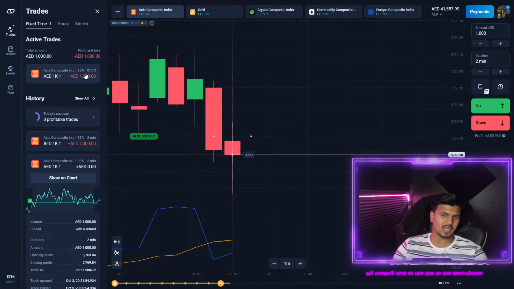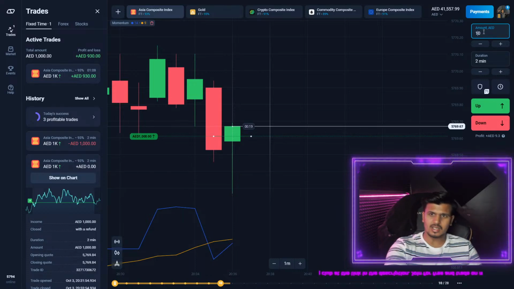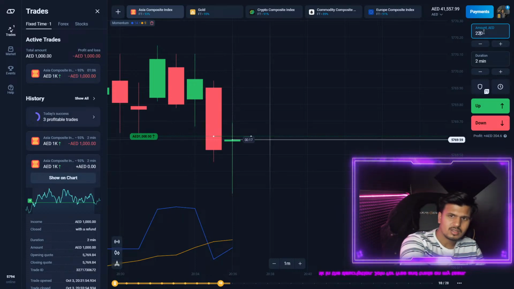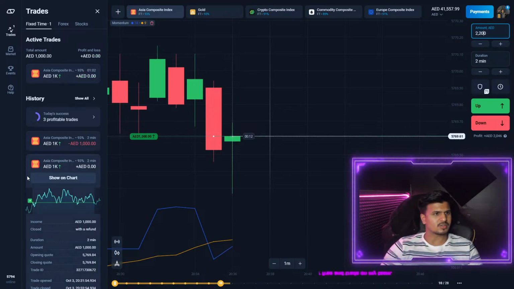If this becomes a loss, then I will... Okay, wait. Now I think I have to use the martingale strategy. So I'm using 2200 again, because I'm just doubling the amount of the 1000.